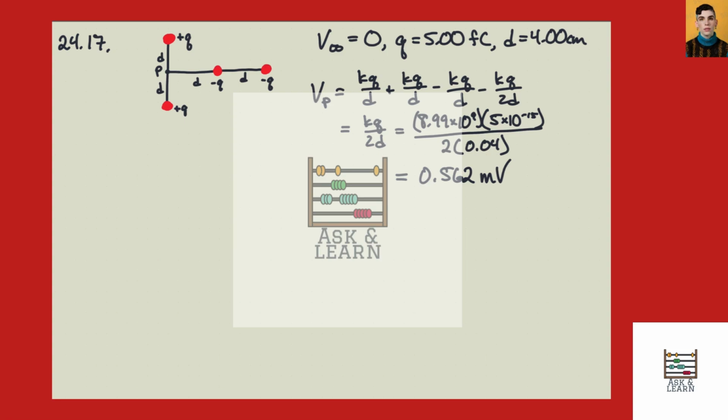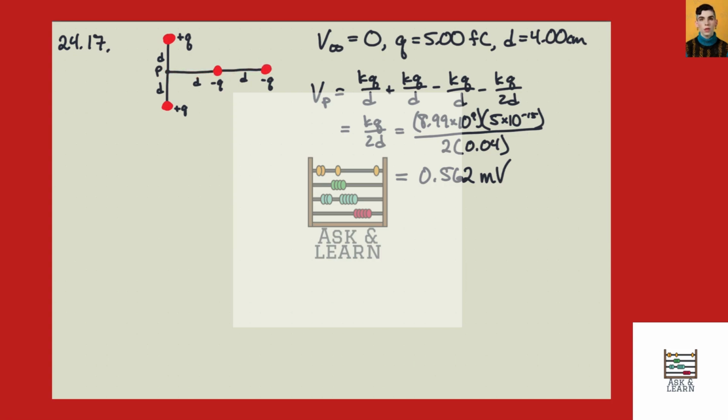In this problem, we have an arrangement of charges. We have two positive charges on, let's say, the y-axis, and then two negative charges on, let's call this the x-axis. The distance from here to here, and here to here, and here to here is d, and from this point to this point is 2d.